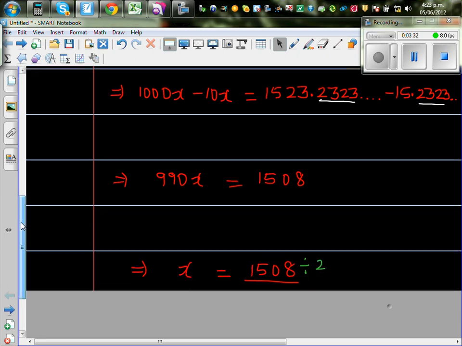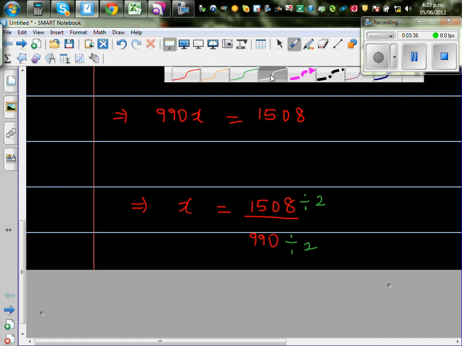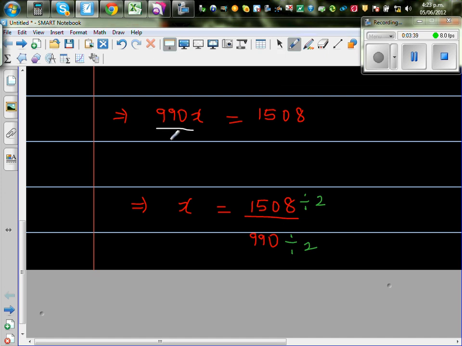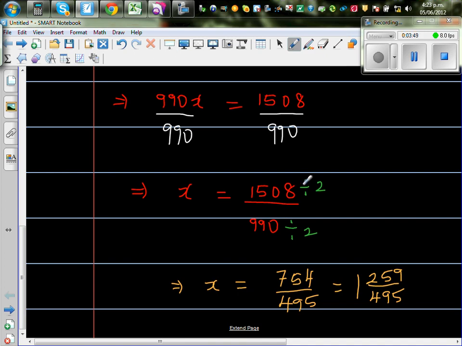Okay, and now the next step is very simple. You're dividing both sides by 990. If you divide this side by 990, you should divide both sides by 990. Now to simplify this, let me remove the veil. I divided both sides, the numerator and denominator, by 2, which is 754 over 495. This is an improper fraction.